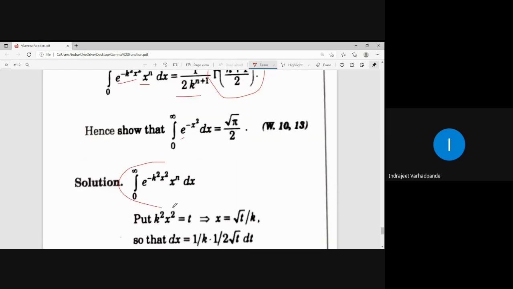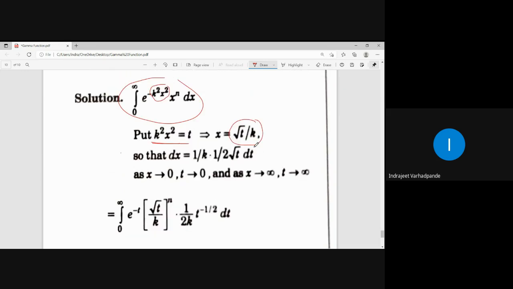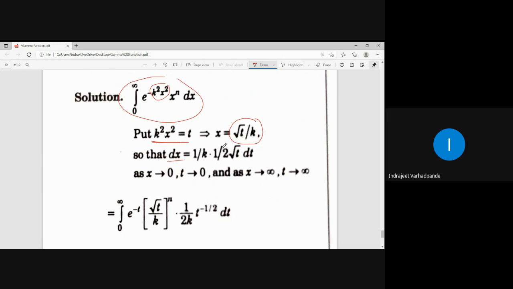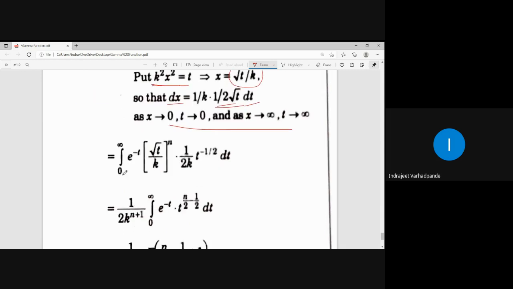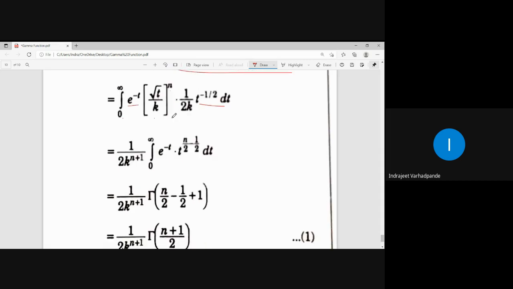Solution, we consider the given integral. As I told you, e to the power minus a linear variable. So put k square x square equal to t, x is equal to root t by k, dx is equal to 1 by k as it is, 1 upon 2 root t dt. Limits will remain as they are. It becomes the integral from 0 to infinity, e to the power minus t, root t to the power n upon k, 1 upon 2k, t to the power minus half dt. 1 upon 2, k to the power n plus 1, because k to the power n and k to the power 1, so 2 into k to the power n plus 1.